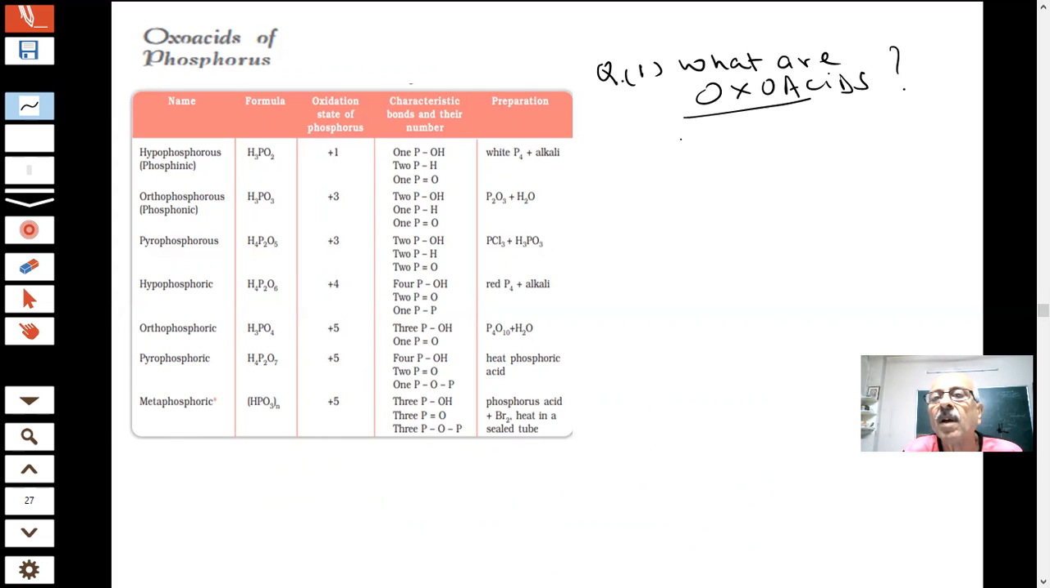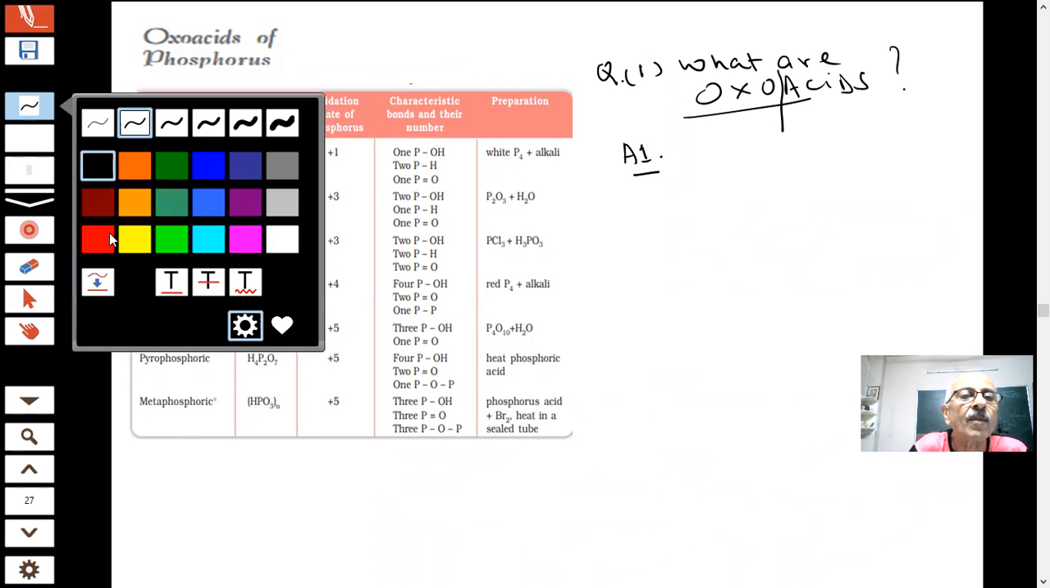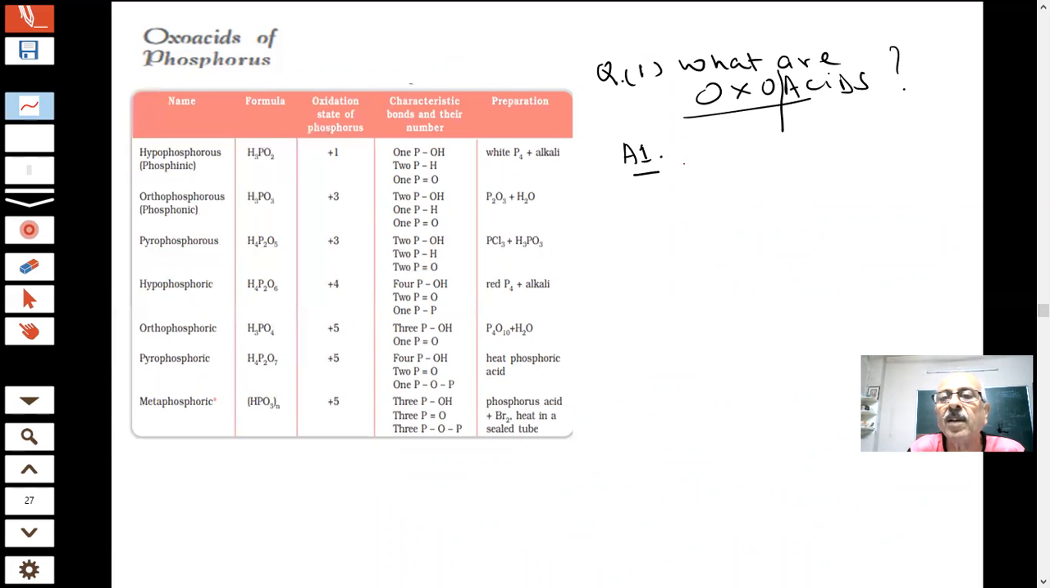Sir, oxoacids are those acids which contain oxygen along with hydrogen and another element. There are two things in this term. Oxo, what is the oxo group? Whatever element you have, here phosphorus, there is a double bond with the oxygen. This is an oxo group.